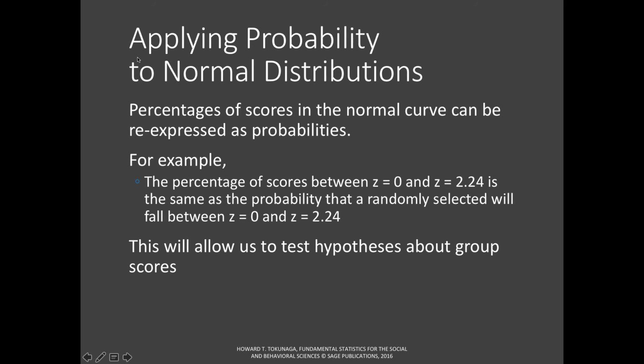Percentages of scores in the normal curve, that normal distribution we were just looking at, can be re-expressed as probabilities, which we talked about. So it can either be a percent or it can be that decimal number. Another example showing this: the percentage of scores between a z of 0 and a z of 2.24 is the same thing as the probability that a randomly selected person will have a z-score between 0 and 2.24. So this is how we test hypotheses about group scores, because we can assume that this is true.